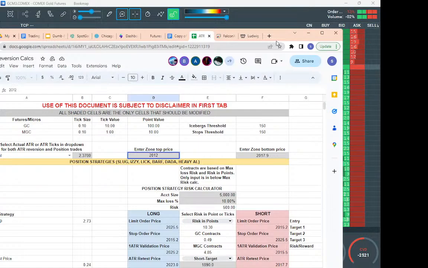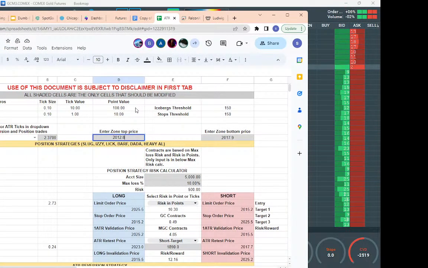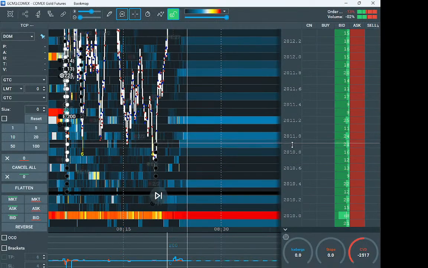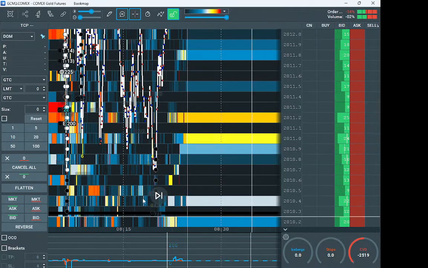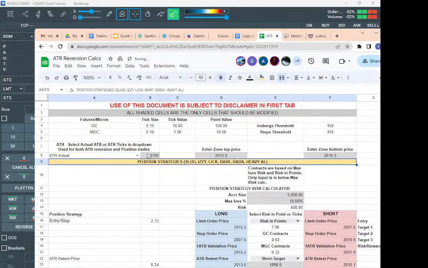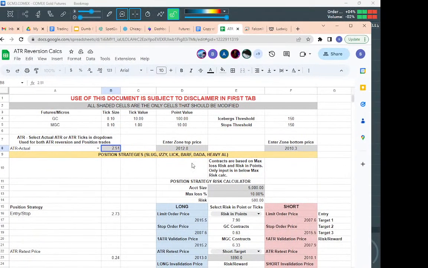What am I doing here? Struggling. Sorry. 2012.8. Not hard. It's not that difficult. Bottom of the zone. 2010.03. ATR is 2.51. So now my new stop is on the short, so I'm short, 57.